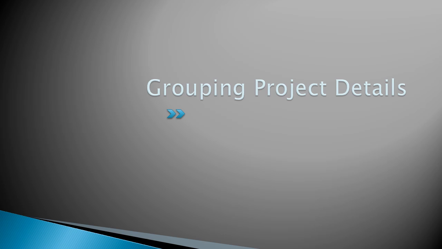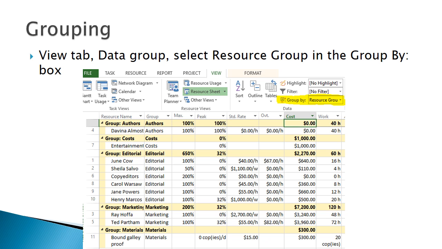Now let's take a look at the related concept of grouping. Staying with the same view, go to the View tab, Data Group, and select Resource Group in the Group By drop-down box. Note that in addition to sorting, there are summaries inserted which roll up the values. There are many built-in groups, plus you can customize them or create your own.